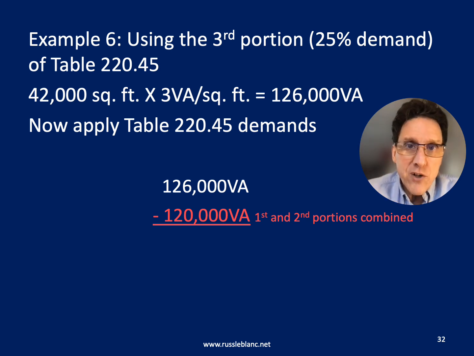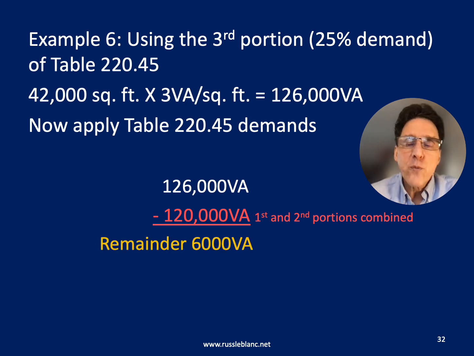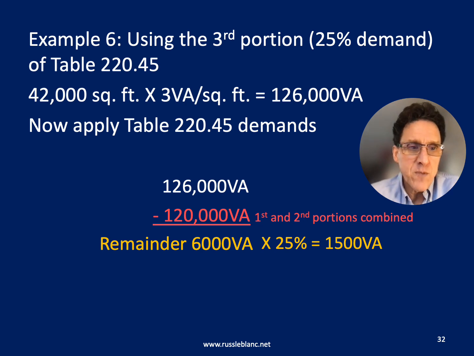So just subtract 120,000 from that 126,000 volt amps, because that's the first two portions, right? If we do that, we are left with 6,000 volt amps. That's the remainder over and above 120,000 volt amps. So we can just focus on that third portion, and we don't have to worry about doing the first two portions, because it's a given those are going to total 43,950 when we apply the demands. So the third portion was 6,000 volt amps, and that portion gets taken at 25%. So that portion is 1,500 volt amps.